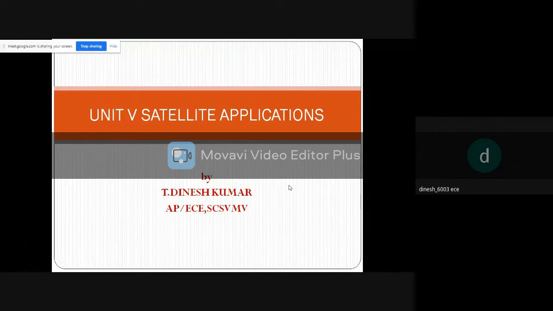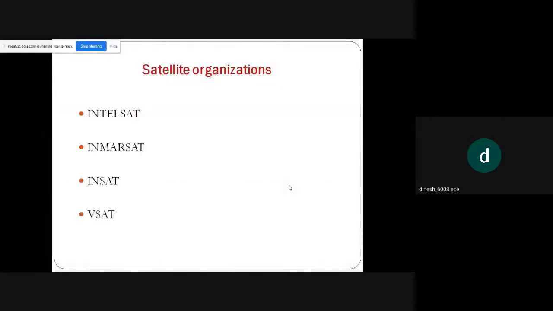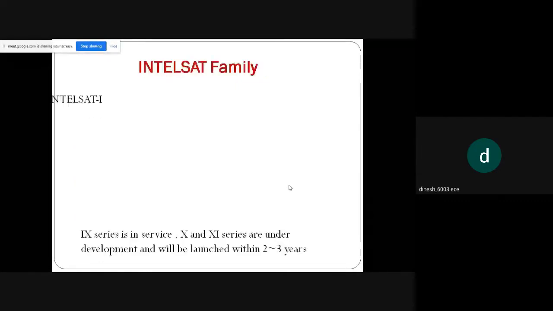the satellite applications that are used in Intelsat, Inmarsat, InSat, and VSAT. You can see the Intelsat family first.